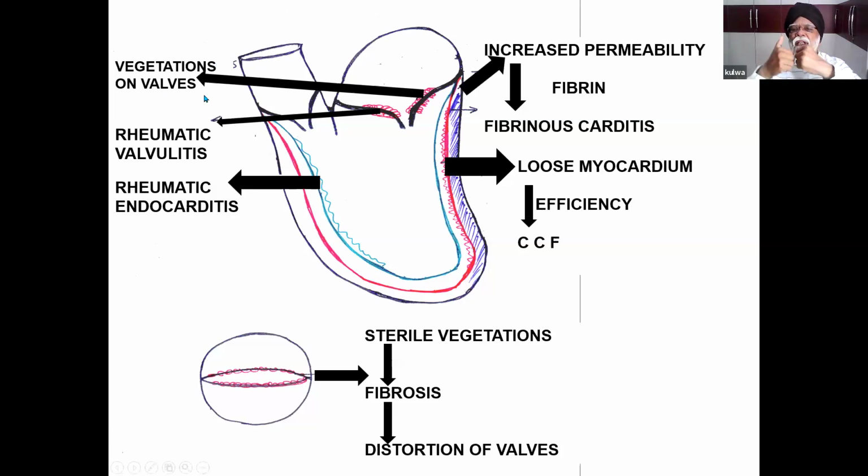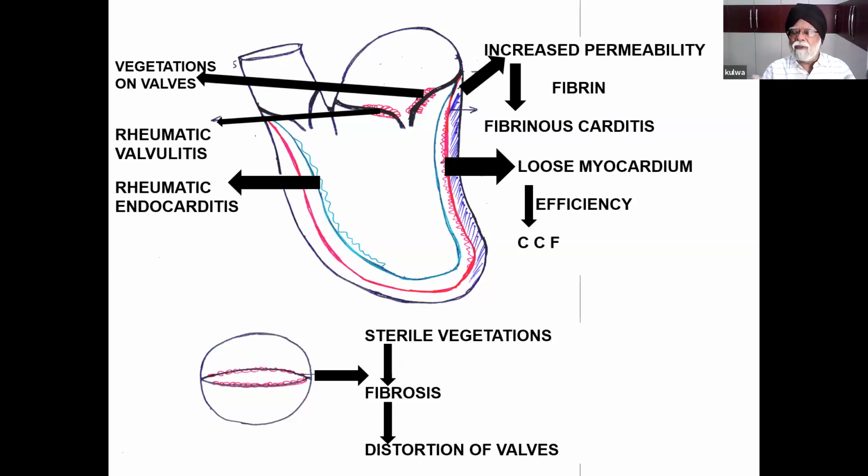And if there is vegetation on the valve, what will happen? We will come to that. These are the valves, the upper one, the lower one, the aortic valve, and these are the vegetations. So when there is fibrosis of these parts, there will be two things. One, if there is more vegetation, the opening will be narrowed down. The opening of the valve will narrow down.